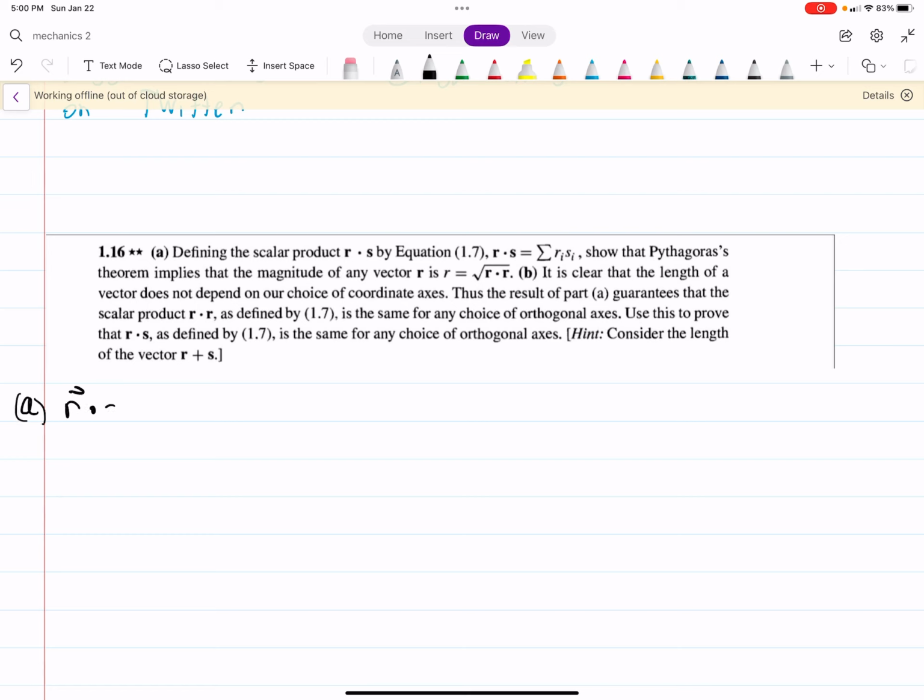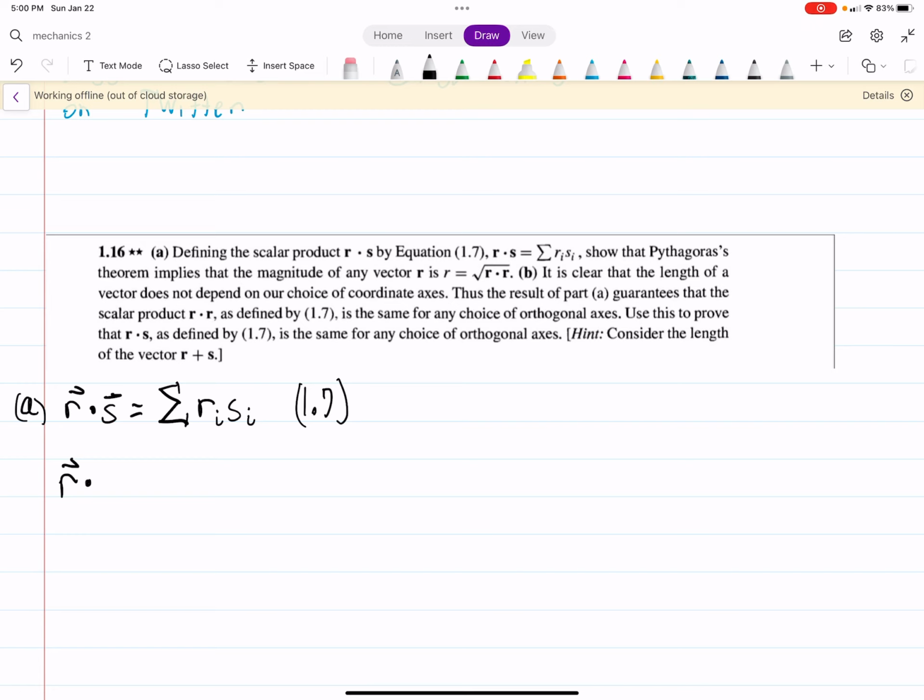Okay. So for part A, we start with this. We know any two vectors dotted with each other is just the summation. You just multiply like this. We've done this for a while. This is equation 1.7, pretty straightforward. Just the definition of the dot product.